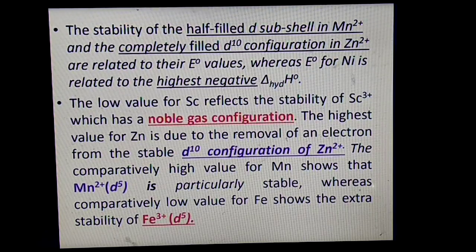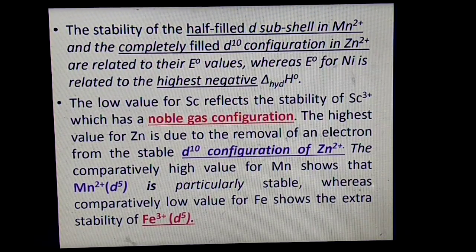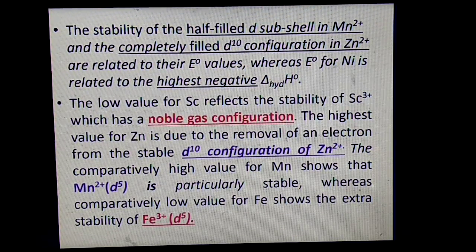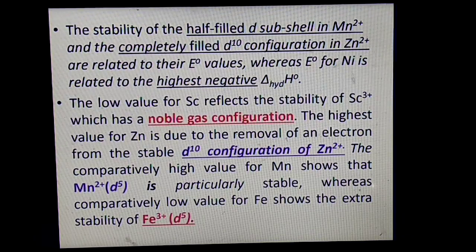The stability of the half-filled d subshell in Mn2 plus and the completely filled d10 configuration in Zn2 plus are related to their E0 values, whereas E0 for nickel is related to the highest negative hydration enthalpy. The low value for scandium reflects the stability of scandium 3 plus, which has the noble gas configuration. In case of zinc, d10 configuration, a completely filled d orbital. The comparatively high value for manganese shows that Mn2 plus is particularly stable, whereas the comparatively low value for iron shows the extra stability of Fe3 plus, that is d5.